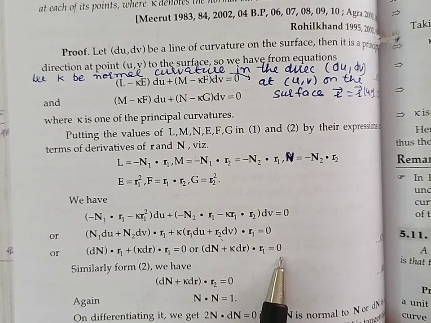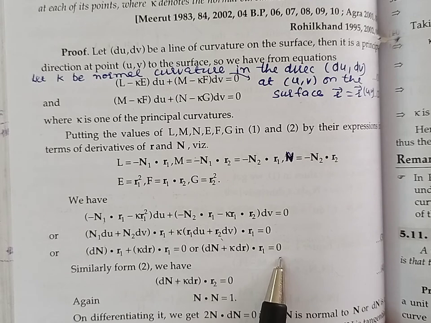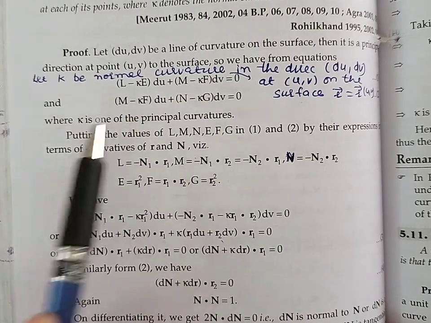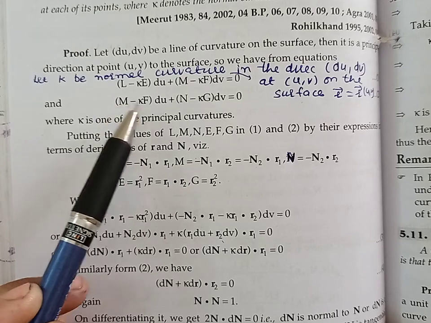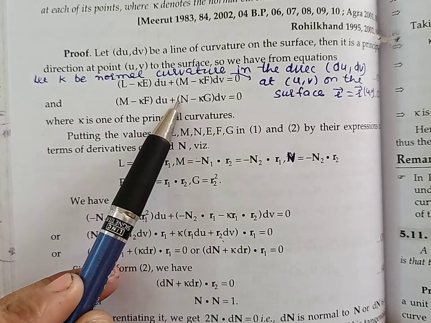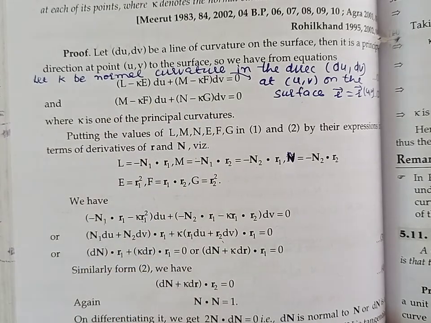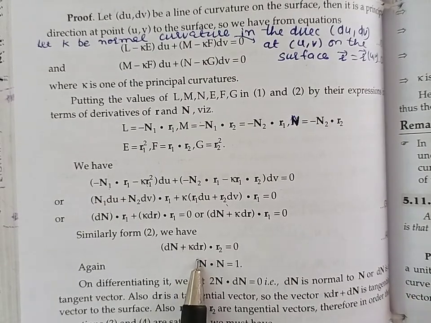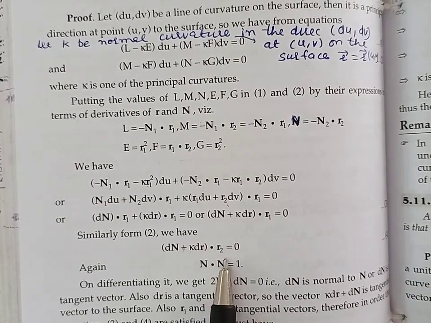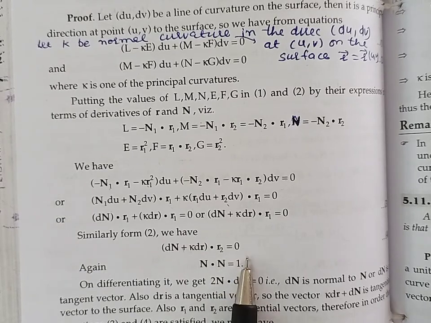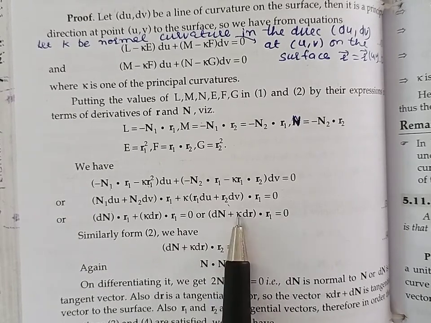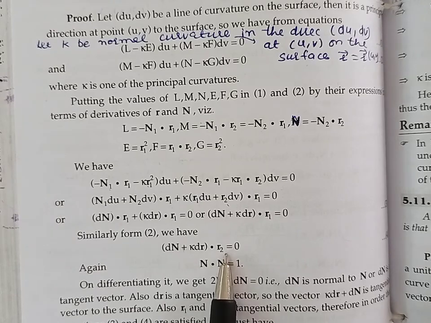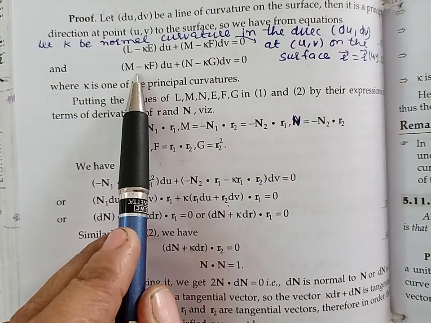In the same way, if we substitute the values of L, M, N, E, F, G in this equation, here substituting the values of M, F, N and G, we will get the equation having the form dn plus kappa dr, its dot product with vector r2, is equal to 0. So we have obtained these two equations by substituting the values of fundamental magnitudes in these two equations.